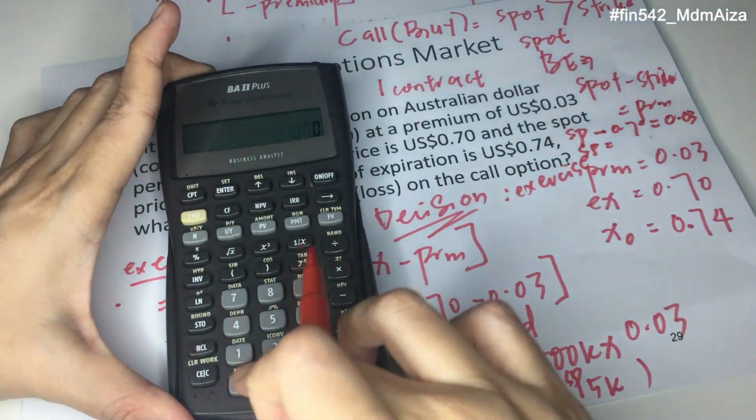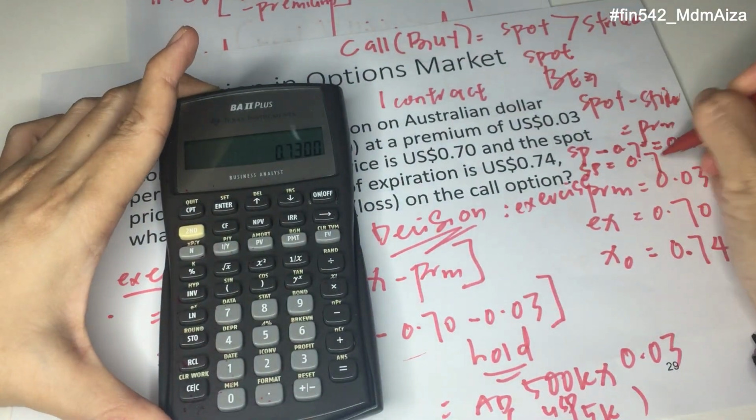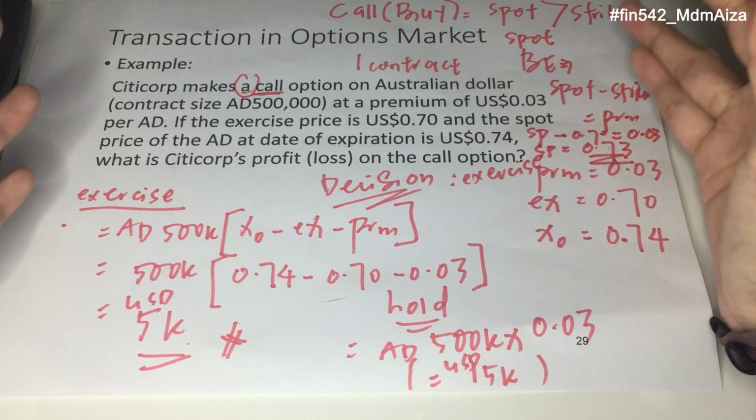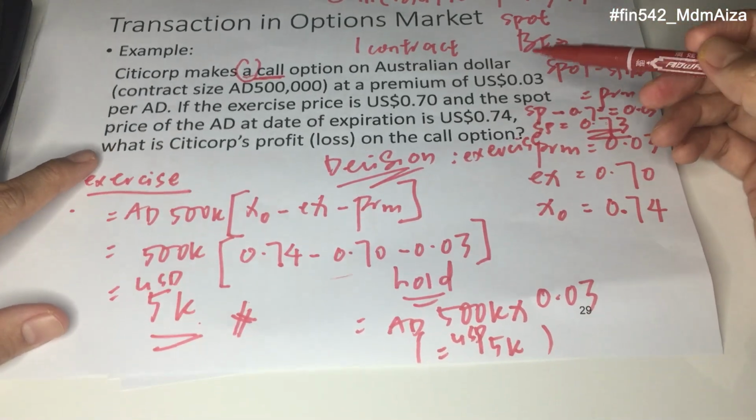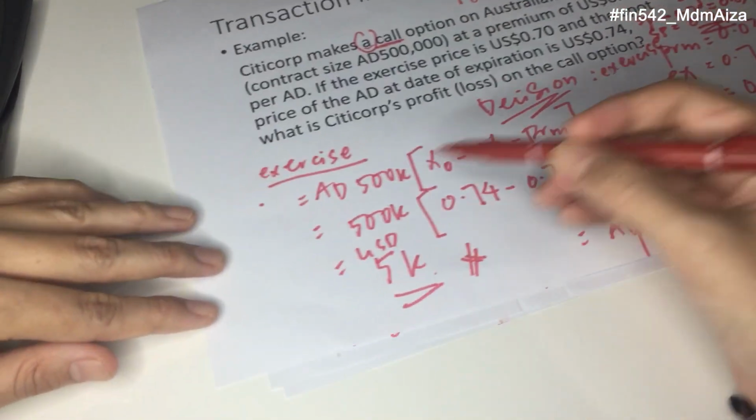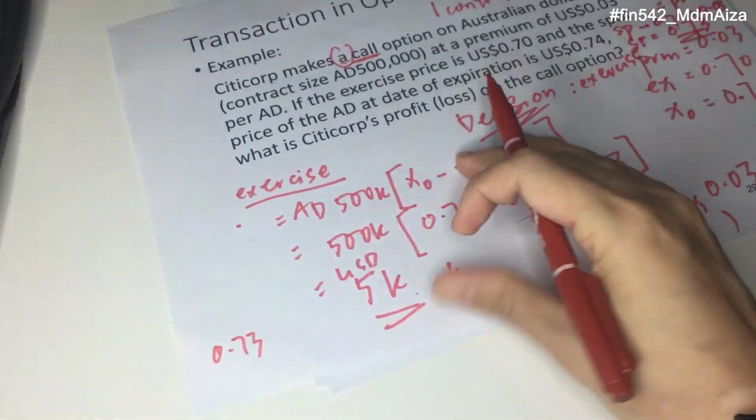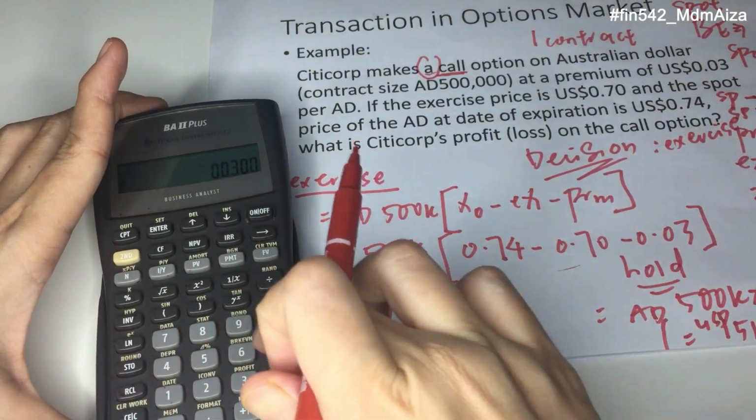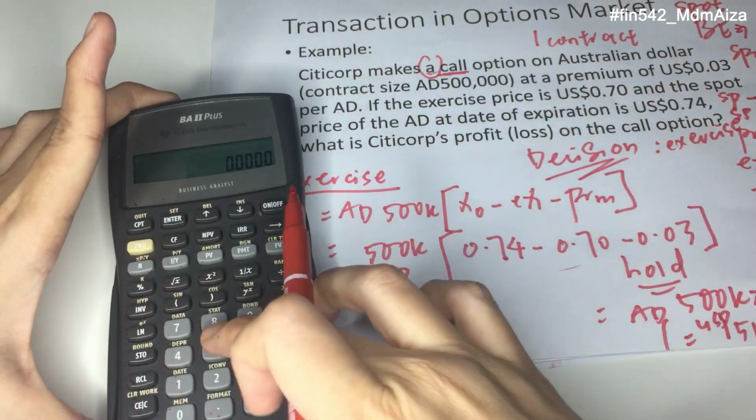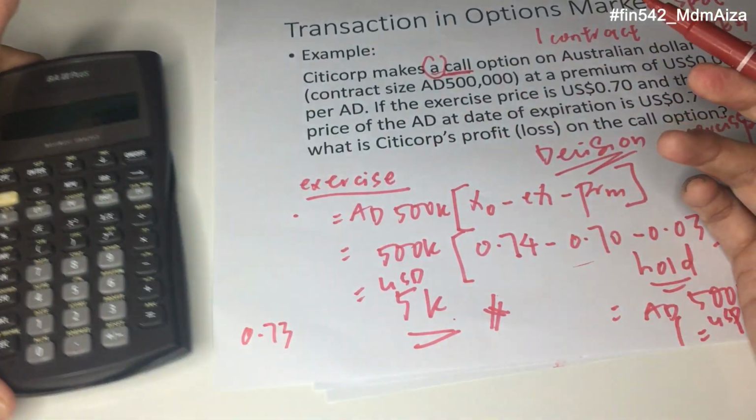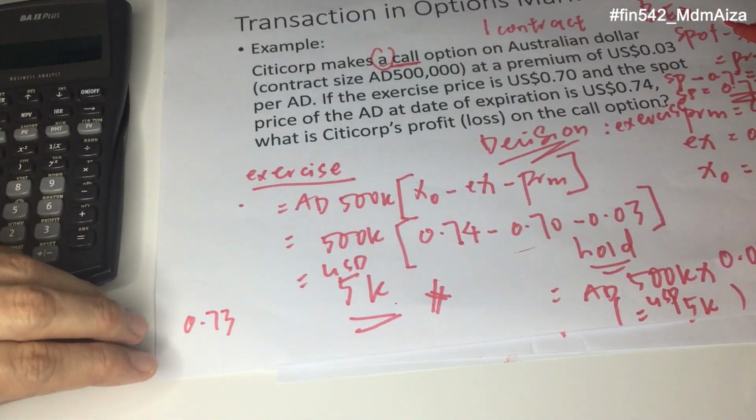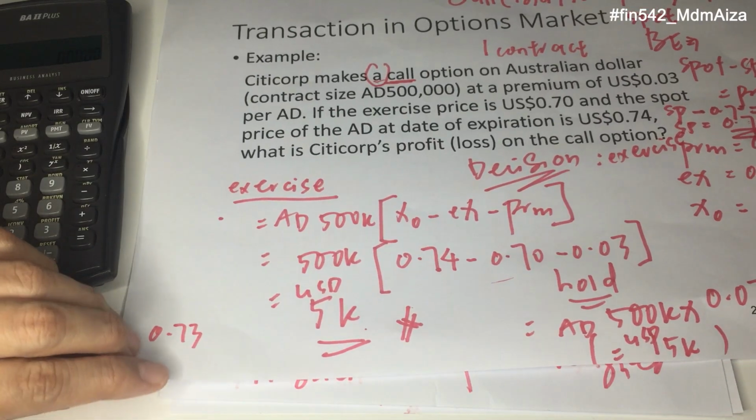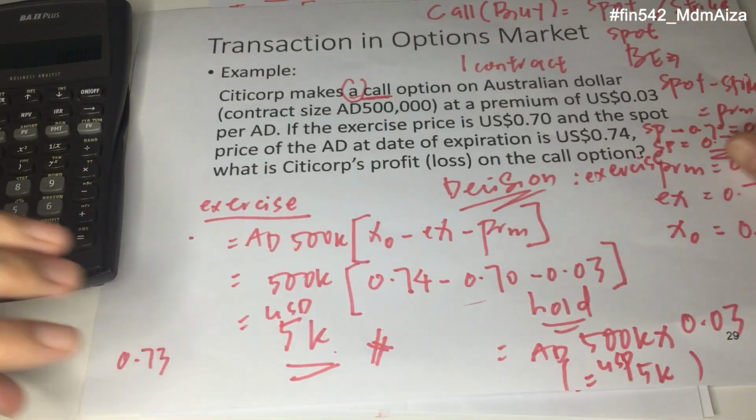0.70 plus 0.03 is 0.73. It means for this option to be at the money, or at the break even situation, the spot price should be 0.73. Let's say we calculate 0.73 minus 0.70 minus 0.03, so we get nothing, zero. So whether you exercise or not, you should gain the same result. Okay guys, that's how you calculate for exercise, hold, and also for break even situations.